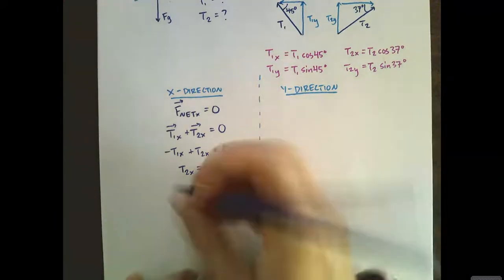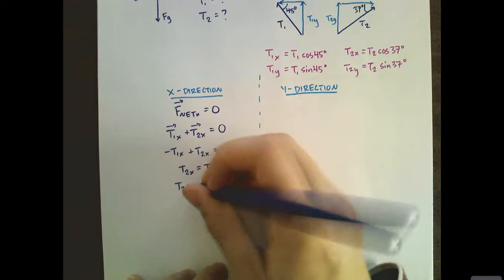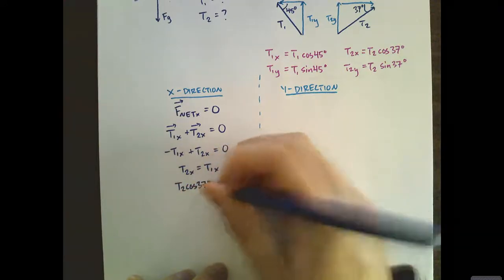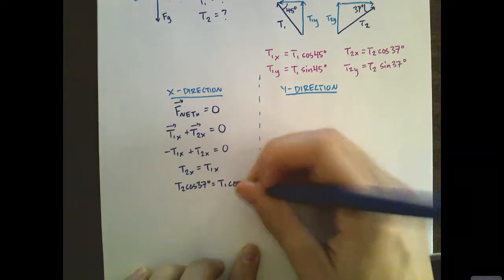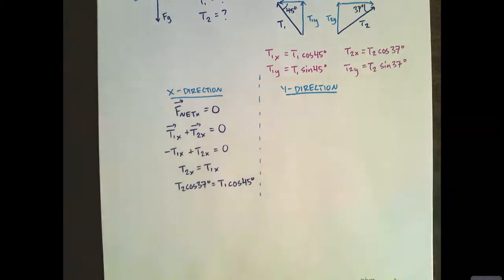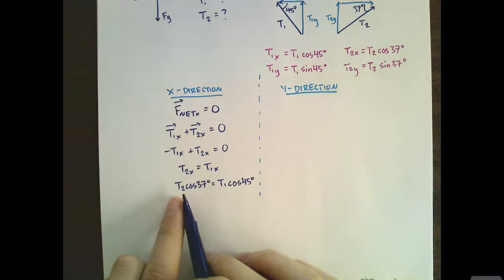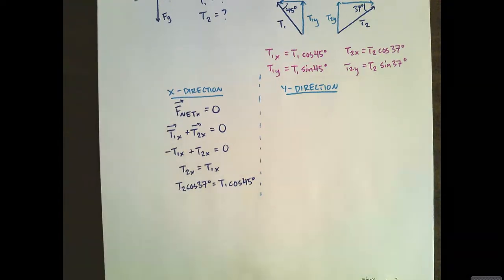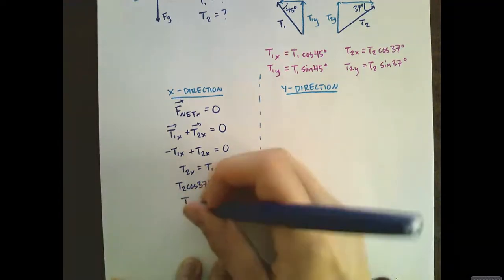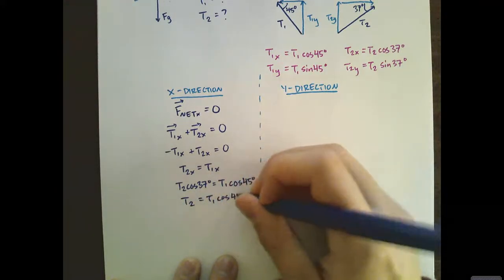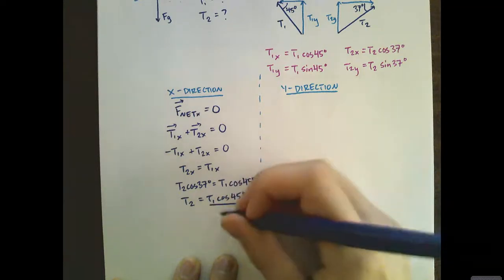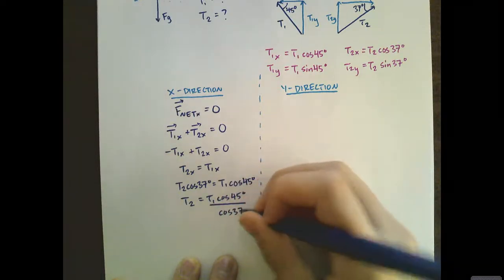So T2 cos 37, and this one's going to be T1 cos 45. Now, the key of doing this part was that now I can isolate for just T2. So let's do that. Let's divide by cos 37 on both sides. I'll get T2 equals T1 cos of 45 degrees divided by cos of 37 degrees.